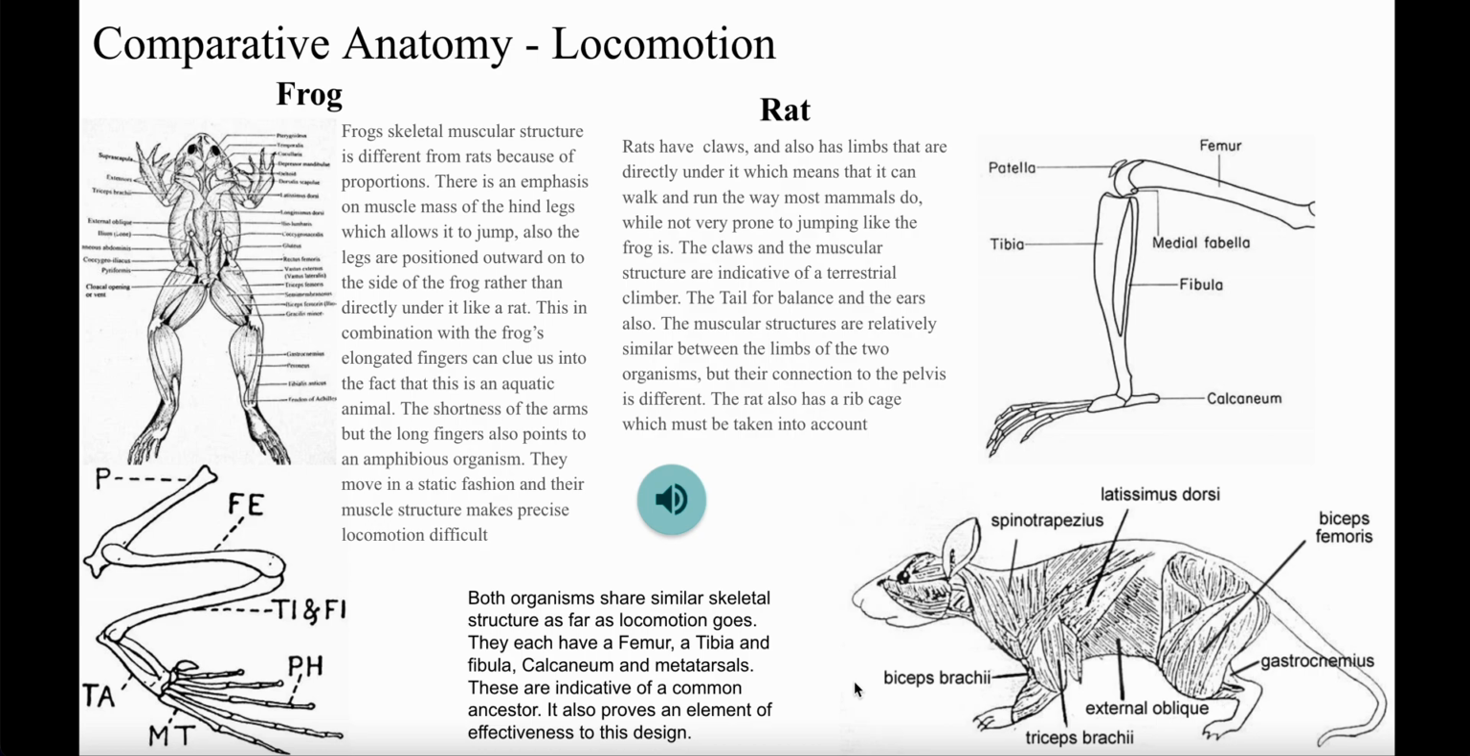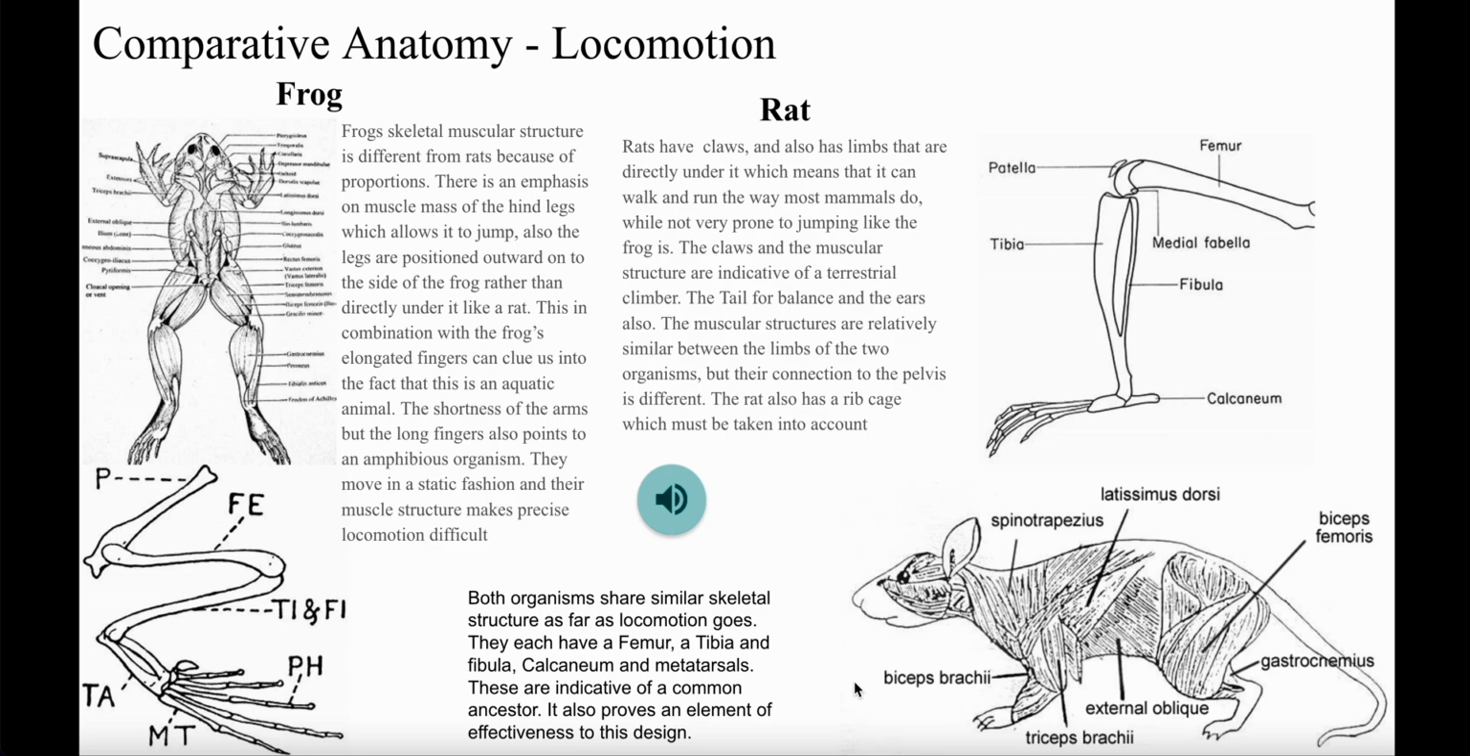But also, it has super short arms, which means that most of its locomotive power is coming from its legs. But its fingers are also webbed, which is another thing that points to an aquatic animal. They move very statically. They're not very precise with their movements. They have to jump. Whereas rats, that's where that big difference is in the way that they move.